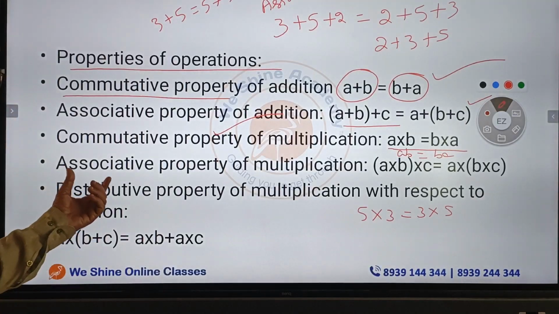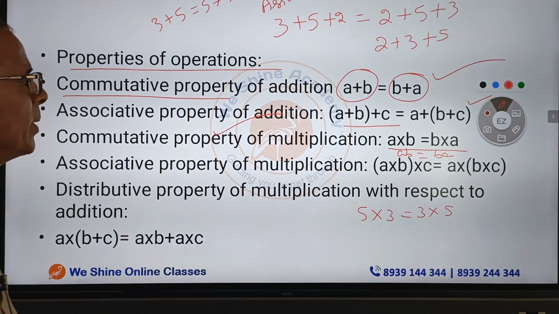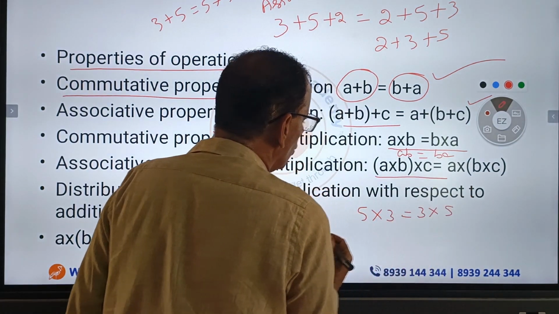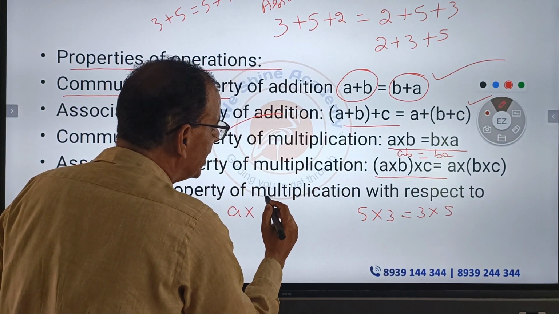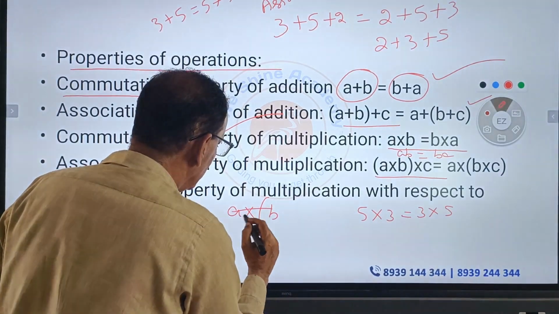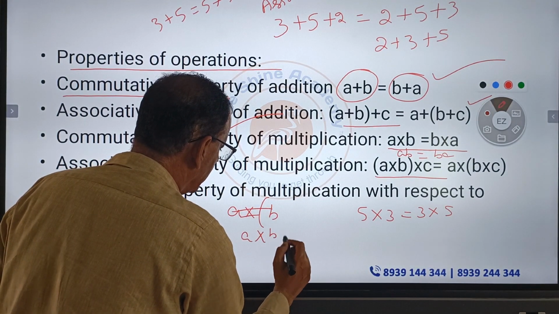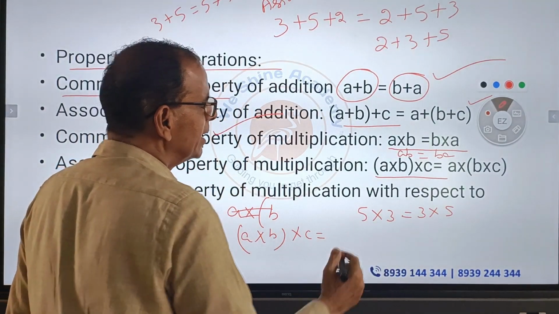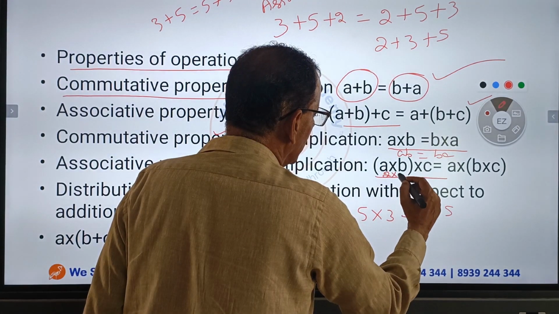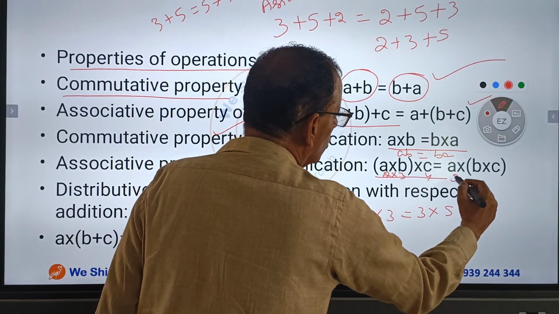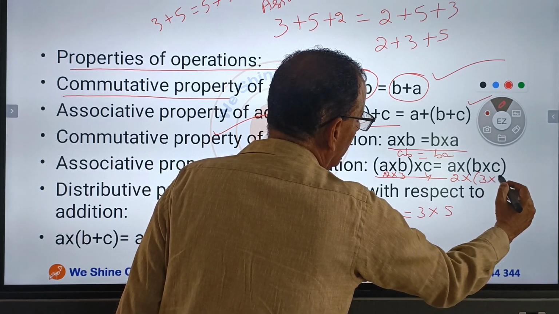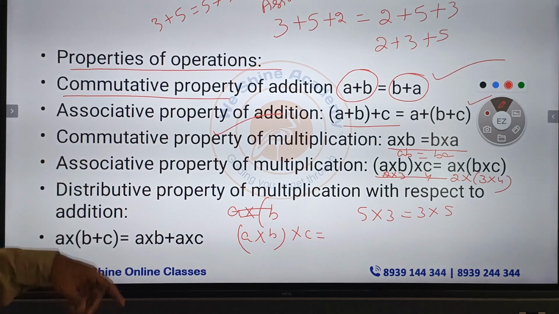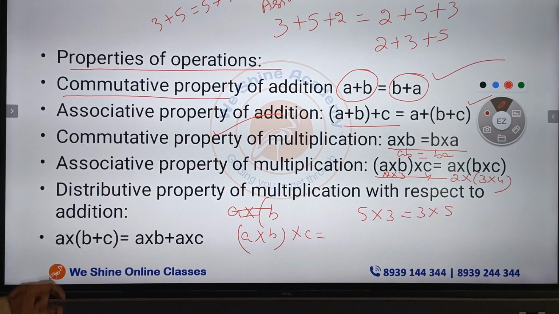Next is the associative property of multiplication. Here we have done A plus B plus C. Instead, A into bracket B into C, or A into B bracket C. The value will not change. Suppose here 2, here 3, here 4: 2 into bracket 3 into 4. Will the value change? The value will become only 24. That is the same.